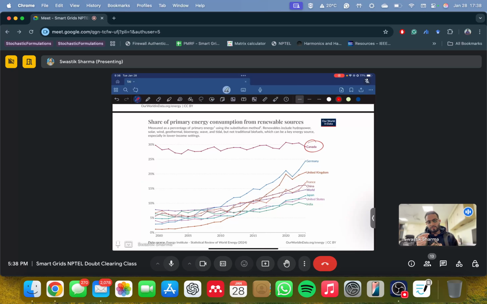So the parameter that governs how and why you should increase your reliance on renewable resources is your primary energy consumption. In Canada, it's 30%, right? 30% is huge, and they're still managing. Same goes with Germany, United Kingdom, France, and even China has 15%. But for United States, it stands at 10%. So they only use 10% of their energy from renewables, right?